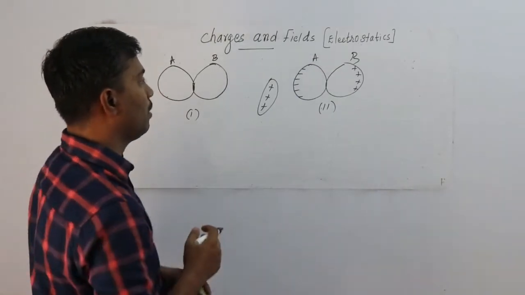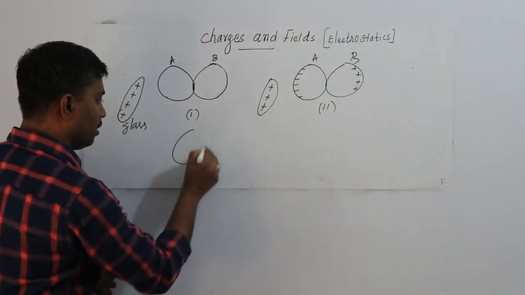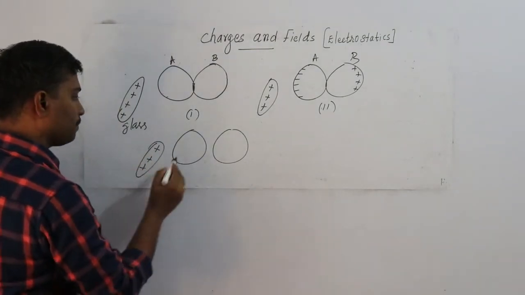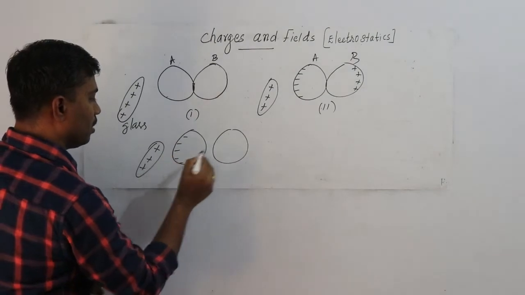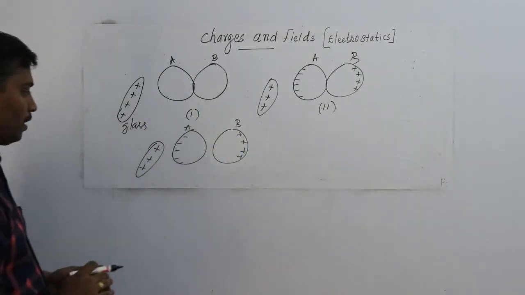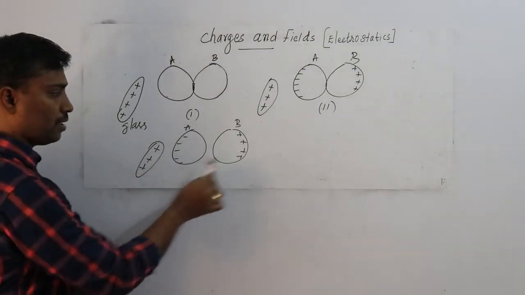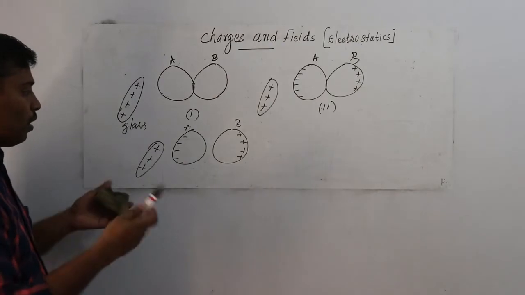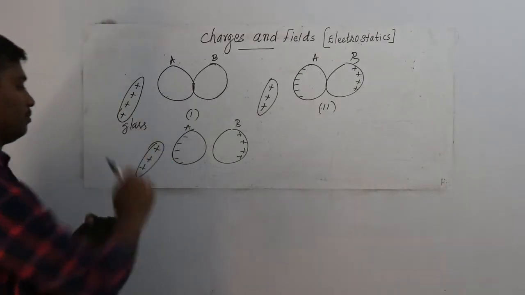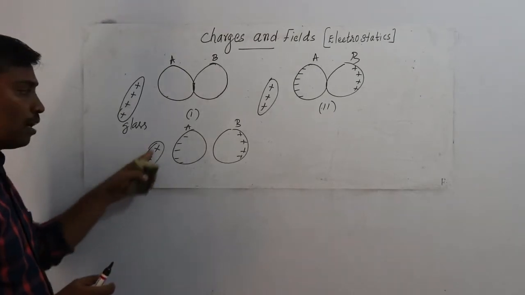Now we are separating A and B. Here A and B are separated with the glass rod still here, and this one becomes negatively charged and this one is positively charged. The positive and negative charges are separated. Then what we do next is remove this glass rod.